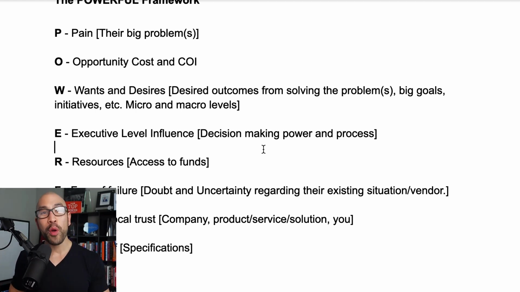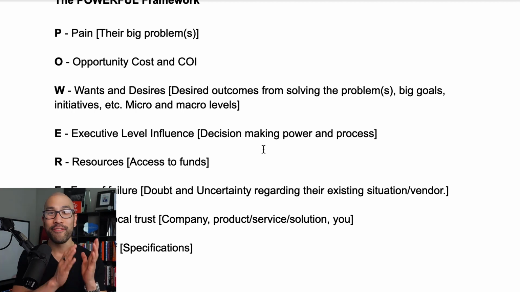So there you have it, the powerful framework for discovery. I promise you, if you ensure you get to level 10 for these every single time, your chance of closing will automatically go up. You'll close a lot more, you'll close bigger deals, and a lot faster as well.